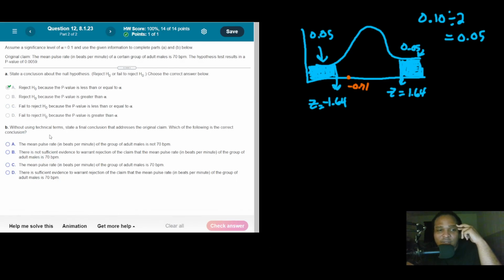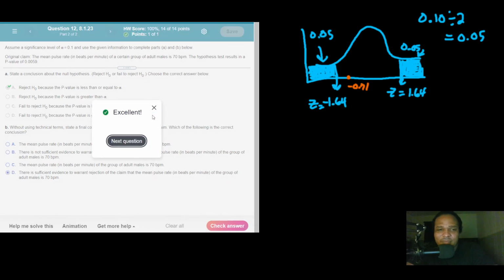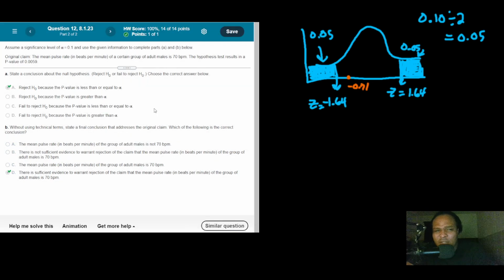Okay, so it says without using technical terms. Now, these terms are pretty technical to me. That's my opinion. But whatever. Whenever you reject the null, there is enough evidence, okay? Whenever you fail to reject, there is not enough evidence. So there is definitely enough evidence. And it's that one right there. Let me make sure. Yep, that's it.